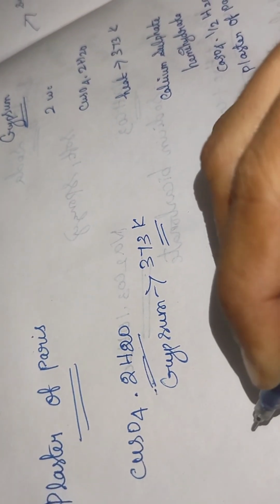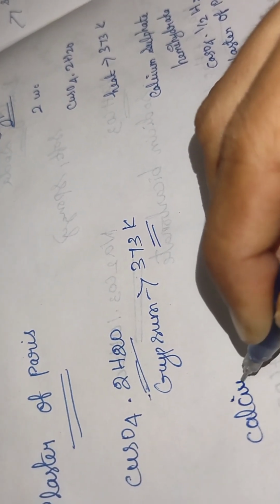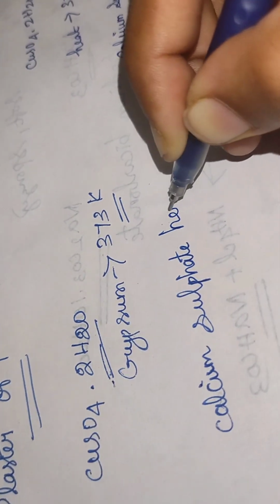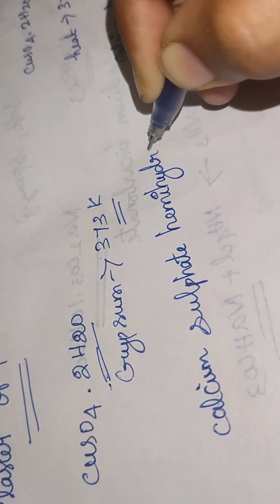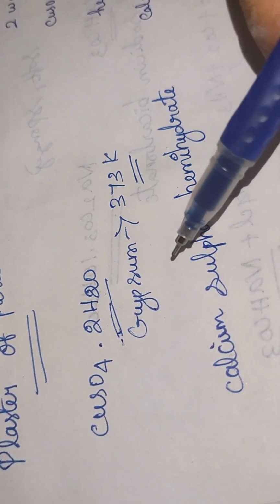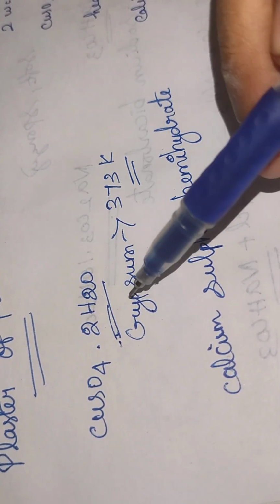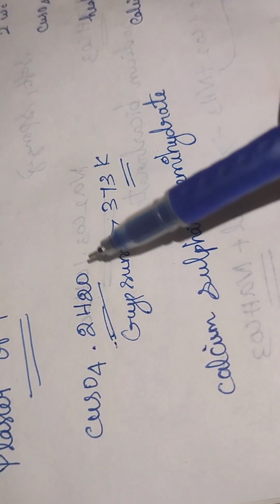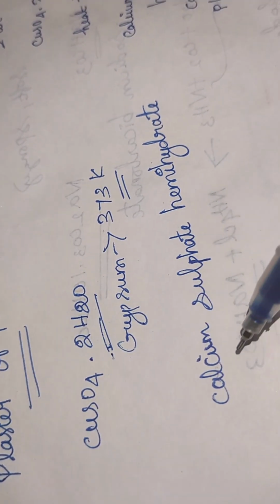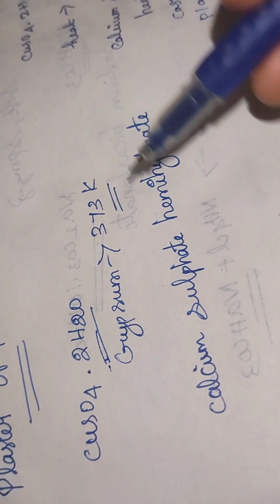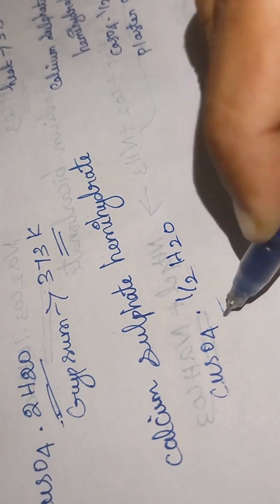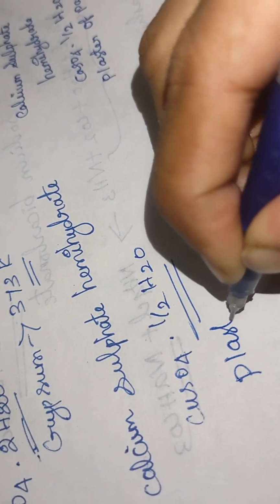So it is changing into calcium sulfate hemihydrate. When this gypsum, which contains 2 water molecules, is heated to 373 Kelvin, it loses water molecules, but it also retains a little amount of water as water of crystallization. So it changes into calcium sulfate hemihydrate, CaSO4 dot half H2O, which is known as plaster of Paris.